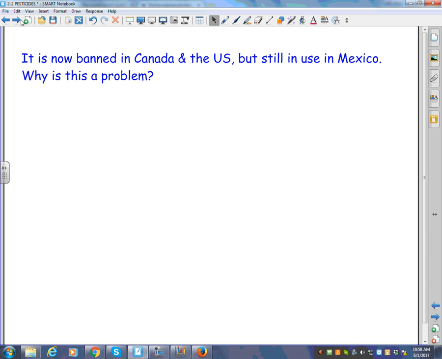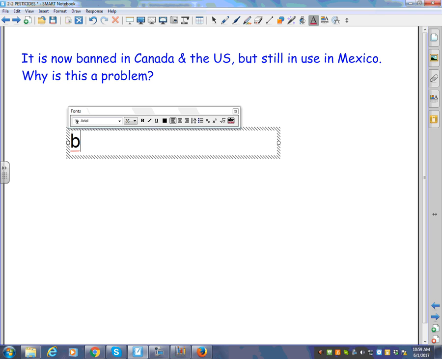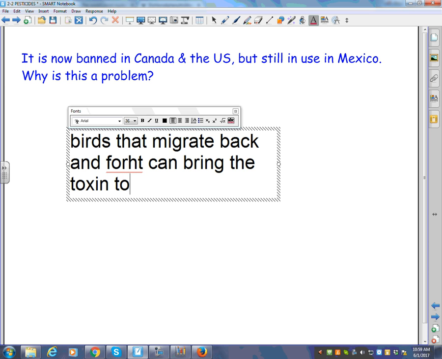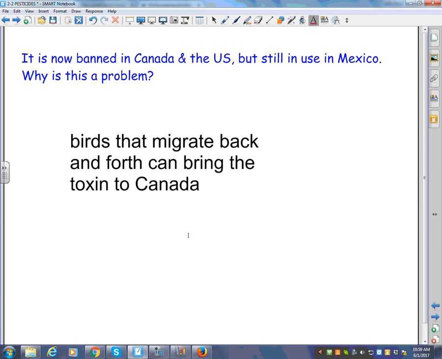Okay. Now banned in Canada and the U.S., still used in Mexico. Why is this a problem? Who can tell me? Because the animals that migrate to Mexico accumulate that, and then it migrates back here. And then they're eating here, right? Especially if you're eating goose. I'm going to type it. Does that make sense? Birds that migrate back and forth can bring the toxin to Canada?